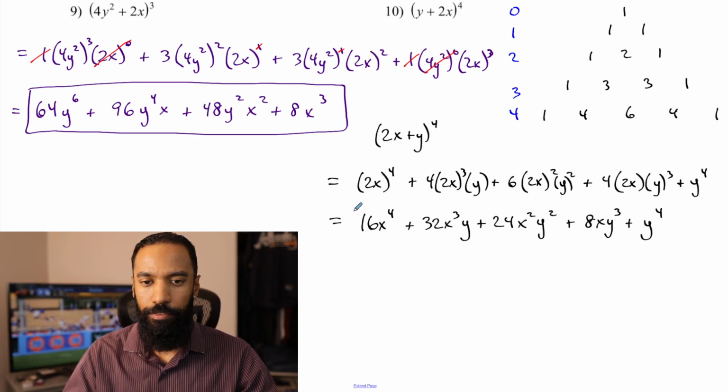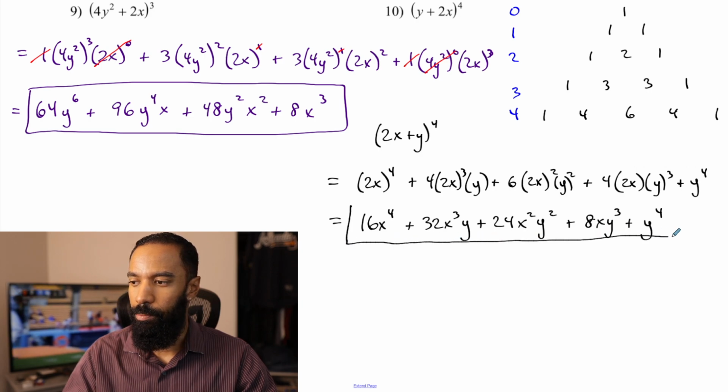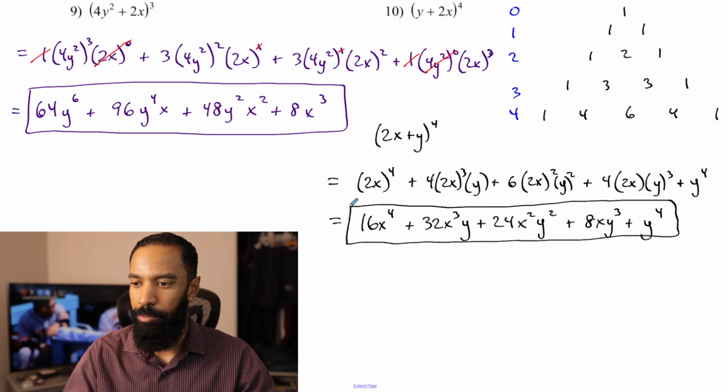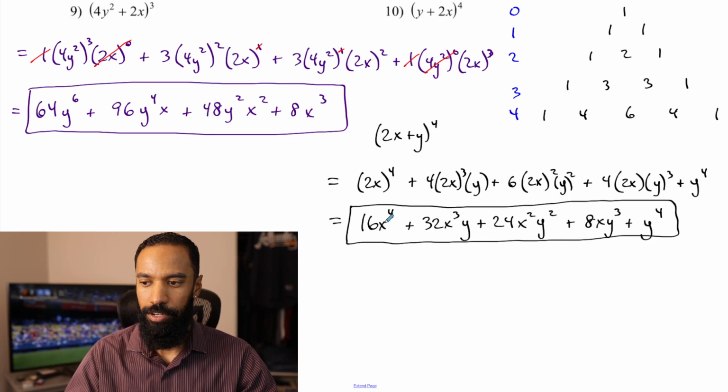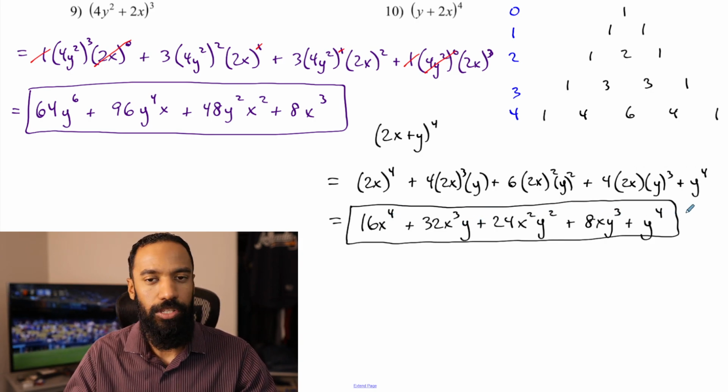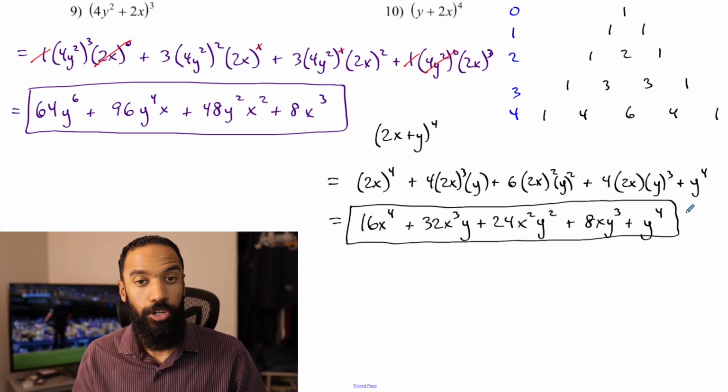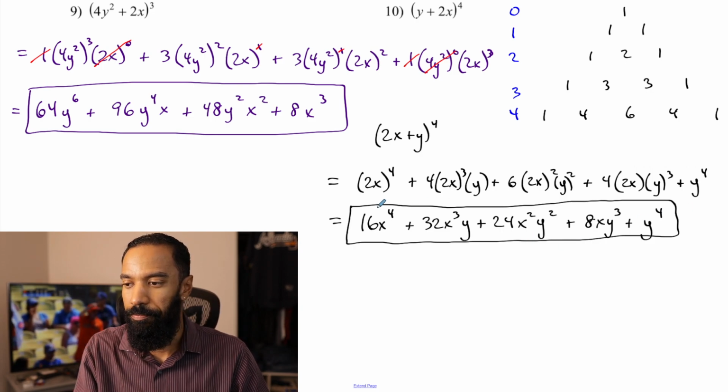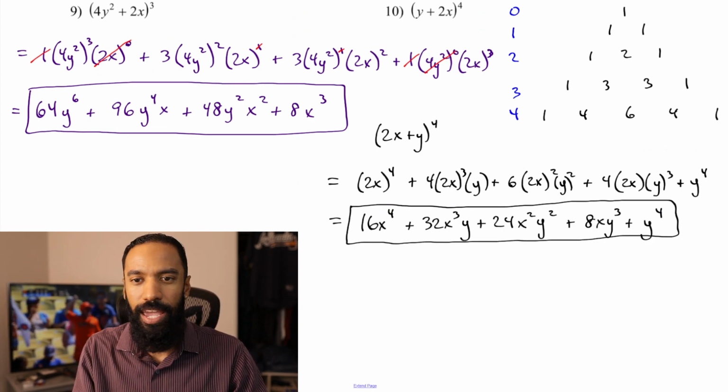Now, all of these are degree 4, but I would argue this is in standard form, assuming I'm treating x as my dominant variable, because x is alphabetically first there. So as the x's go down, when there's a tie in the degree, go to the alphabetical, or your dominant variable, and that's what mine was in this case. All right, there's the expansion of that guy, and that's it there.